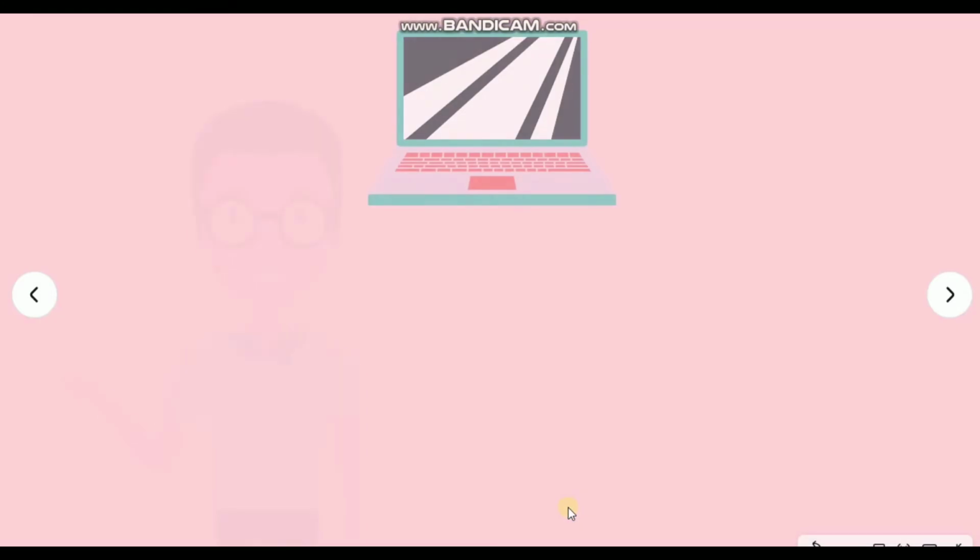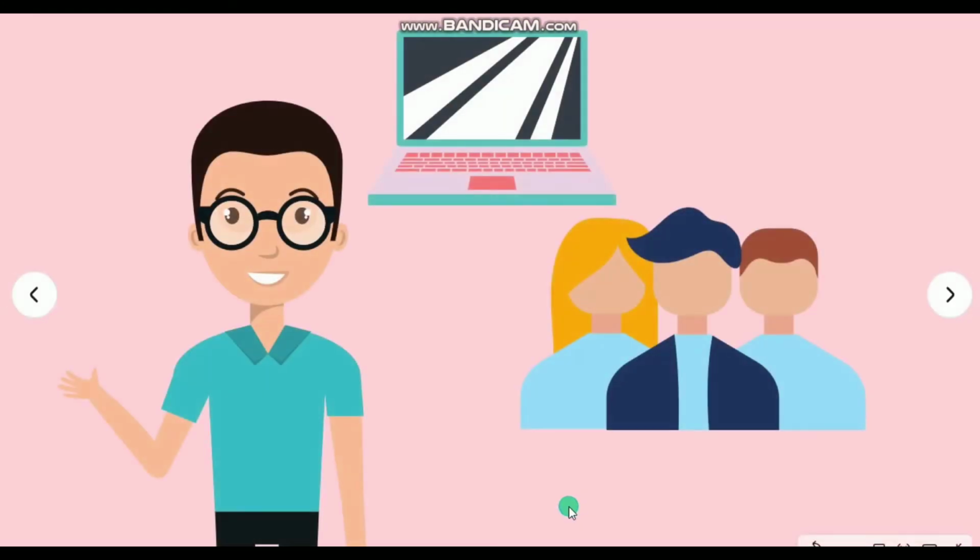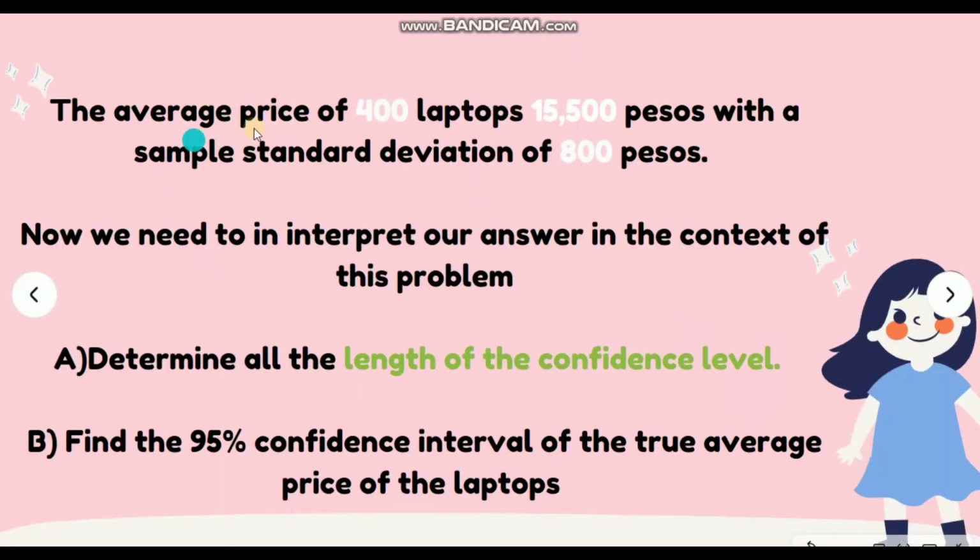Suppose the company of John wants to buy laptops for his workers. They are conducting research because he wants to know the true average price of laptops. The average price of 400 laptops is 15,500 pesos, with a sample standard deviation of 800 pesos. Now, we need to interpret our answer in the context of this problem. Letter A: determine the length of the confidence interval, and B: find the 95% confidence interval of the true average price of the laptops.